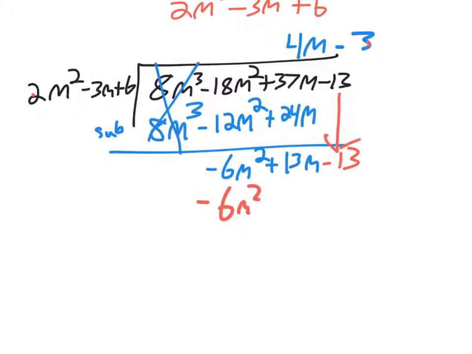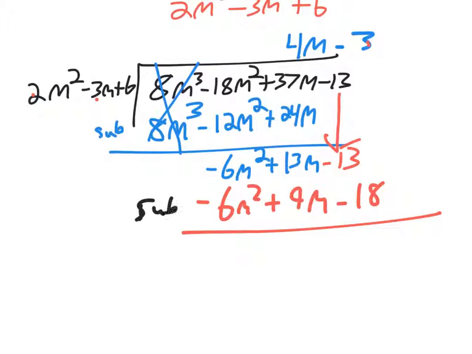So that negative 3 times negative 3m, the negative times the negative is a positive. And then negative 3 times 6 gives us negative 18. Again, we've got to use subtraction. So if we subtract these, negative 6m squared subtracted by a negative 6m squared perfectly cancels out. And then we have 13m subtracted by 9m, that gives us 4m. And then we have negative 13 subtracted by negative 18, so that's negative 13 plus 18. That's 5. Took me a second there.